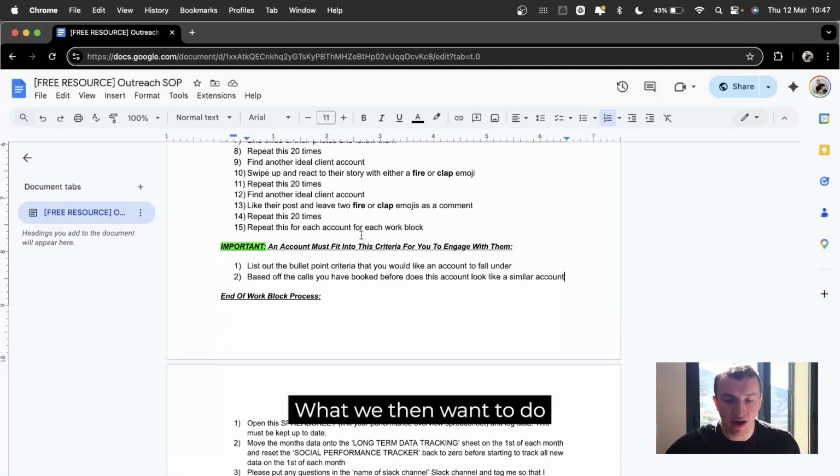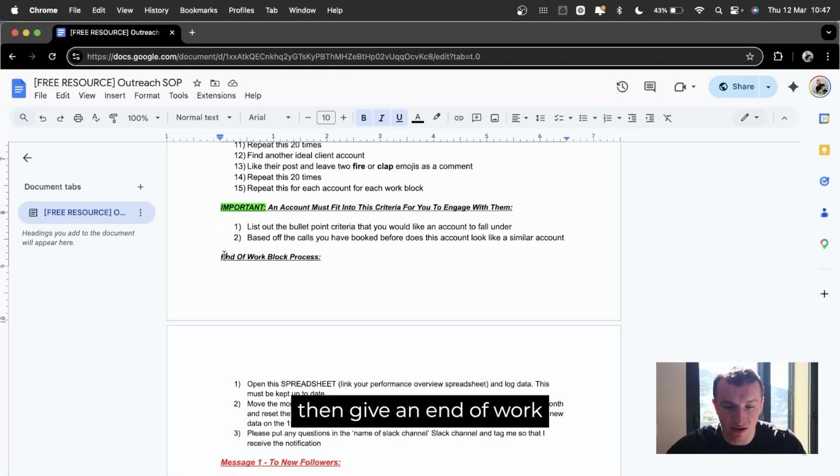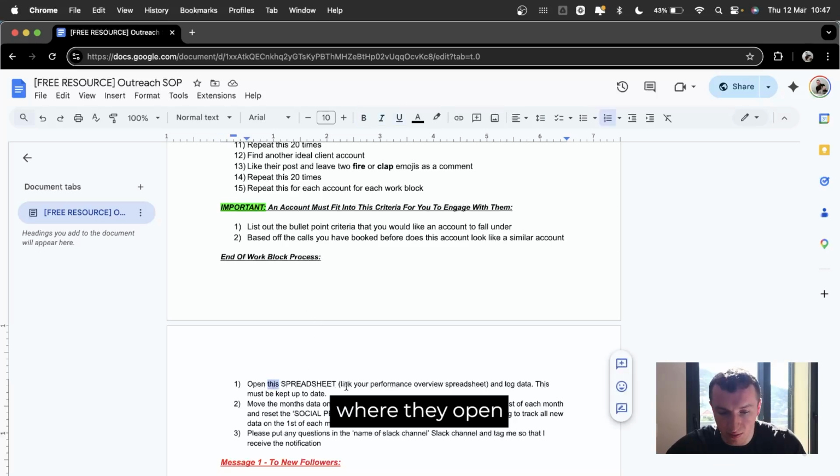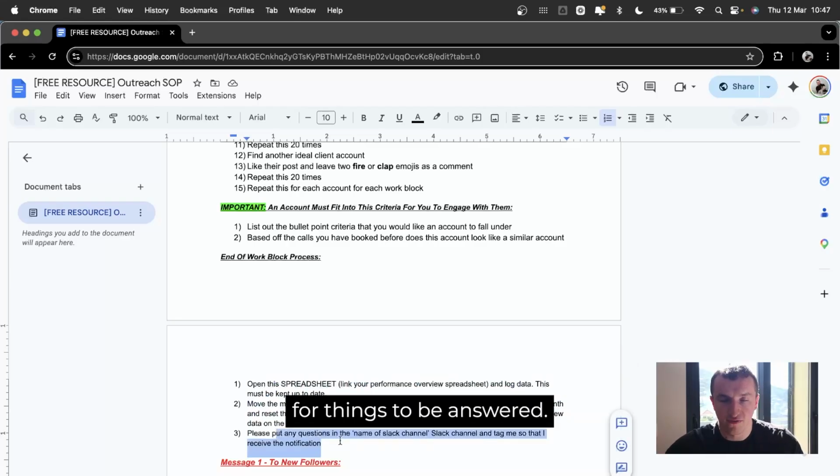What we then want to do is go down and give an end of work block process where they open the spreadsheet, they track data, they move things around the spreadsheet accordingly, and then obviously put any questions in the Slack channel for things to get answered.